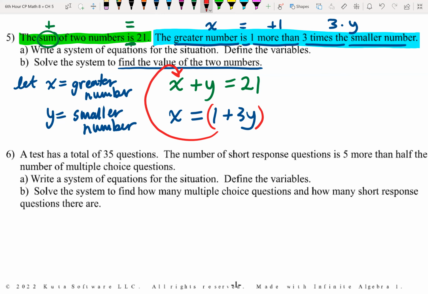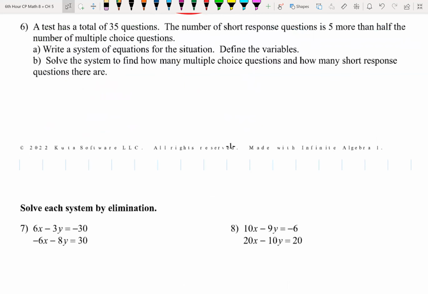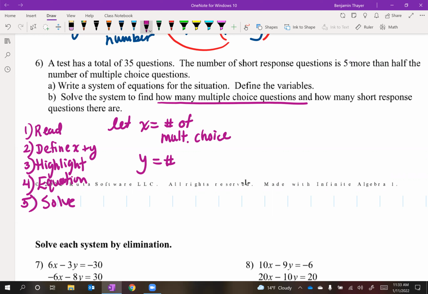You've got a combination of multiple choice and short response questions. Let's take a look. A test has a total of 35 questions. All right, in number 6, we've got some side notes on the left side of your screen to help you through this process. So after you read it, let's look through what our variables are going to be defined as. If you look in part B, it says find how many multiple choice questions there are. Let's call that x. So let x equal the number of multiple choice. And y could be the number of short response.